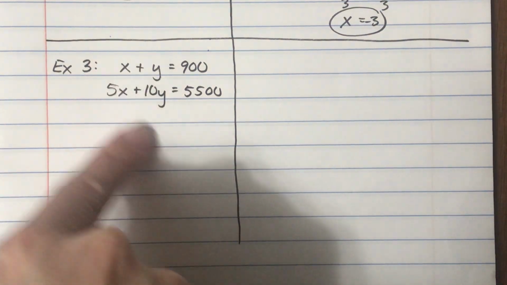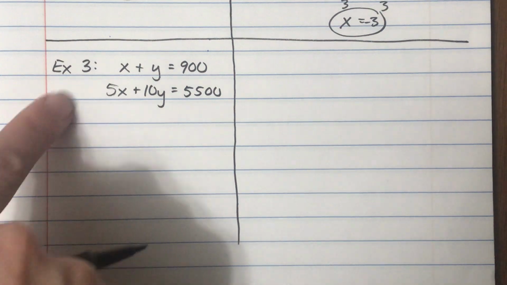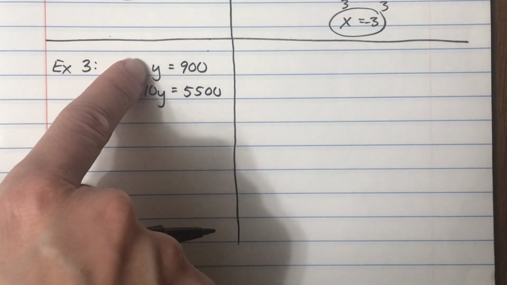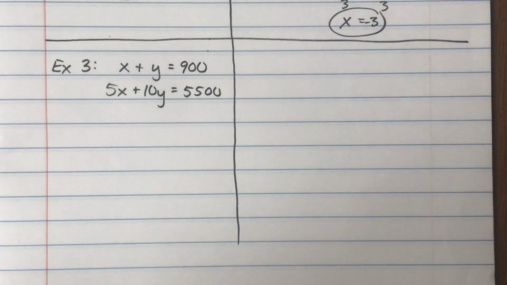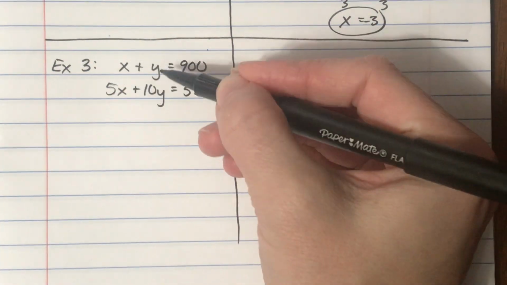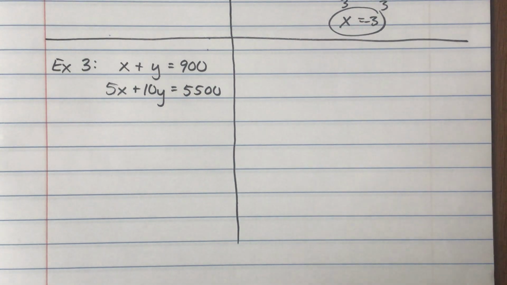And this is maybe an easy one, and maybe you're thinking, oh, I think I might see what's going to happen here. But notice that here we have a 1 in front of the x, here we have a 5 coefficient, here we have a 1, here we have a 10, and then we have our numbers. Everything's nice and lined up, but what are we going to eliminate? Because the coefficients in front of the x are not the same, and the coefficients in front of the y are not the same.